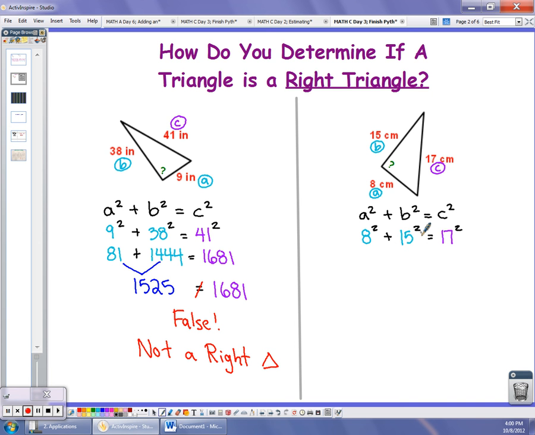Again, we'll go ahead and do the math. And 8 squared is 64 plus 15 squared, which is 225, is equal to 17 squared, and 17 squared is 289.